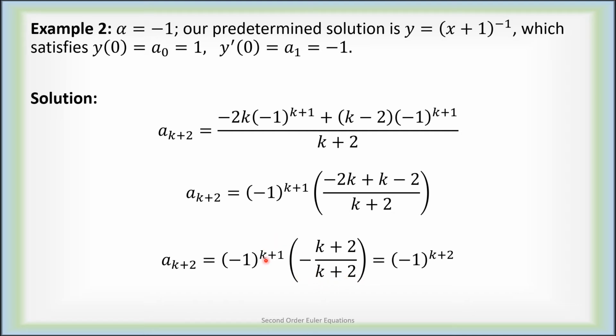This negative 1 now can be absorbed to increase this power by 1, and indeed, we have found that a sub k plus 2 is in fact negative 1 to the k plus 2. So we have inductively proved that the a sub i's really are just negative 1 to the i.